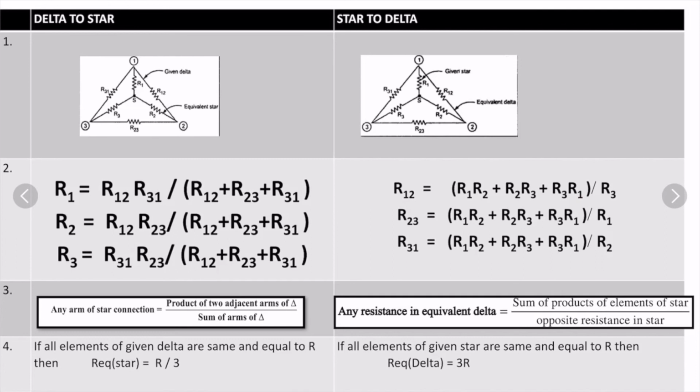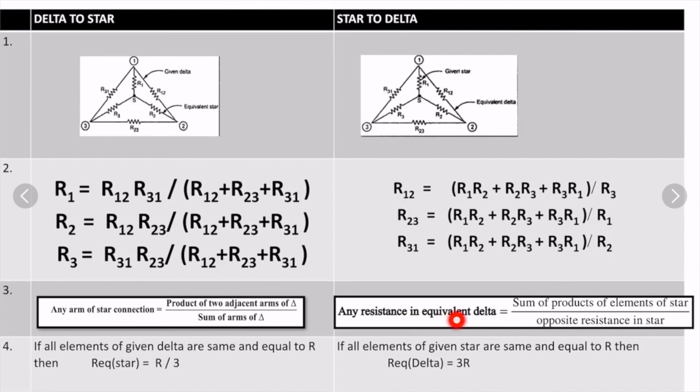Opposite resistance is what? R12 is connected with R1 and R2, but it is not connected with R3. So we are supposed to divide by R3. Similarly, for R23, it is connected with R2 and R3, but not with R1, so we divide by R1. Similarly, R31 is connected with R1 and R3, but not with R2, so we divide by R2. So this is the common formula.